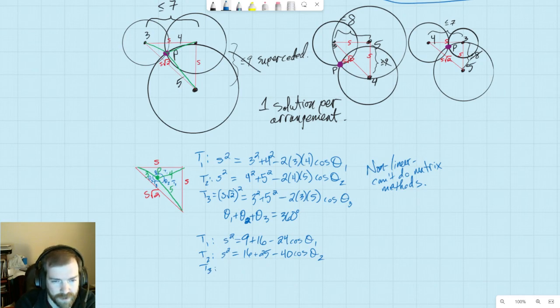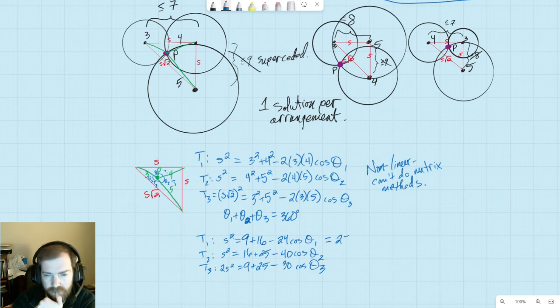T3 is going to be 2s squared, which is equal to 9 and 25 minus 2 times 3 times 5, that's 30 cosine theta 3. And so we have 25 minus 24 cosine theta 1 equals 41 minus 40 cosine theta 2, which is 34 minus 30 cosine theta 3.